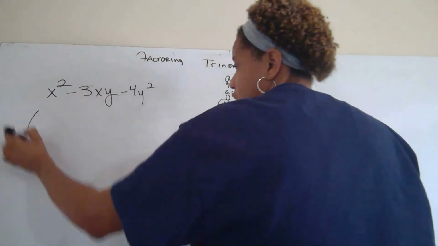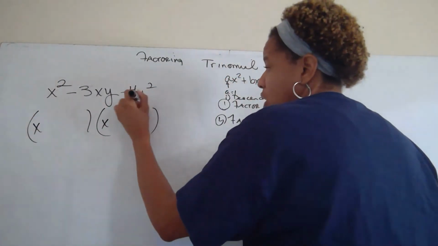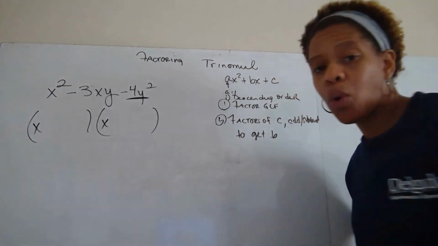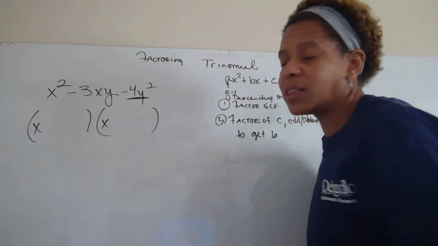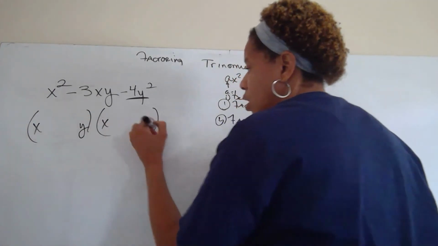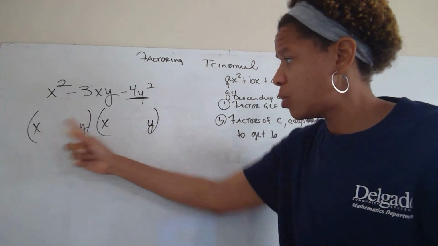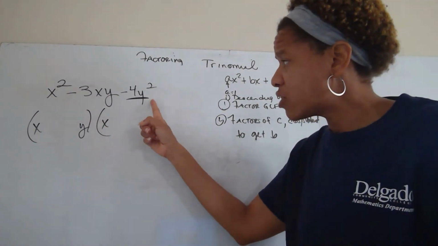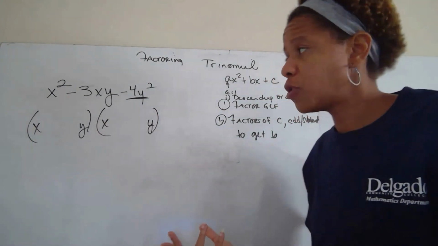So when we do our 2 sets of parentheses, the first term is going to split as x and x. When you look at the last term, you have a 4y squared. Well, how do we break up a y squared? What created the y squared? A y times a y. So just like you see x squared and we do x, x, if you see a variable squared at the end, you're going to split it just like you would in the first position.